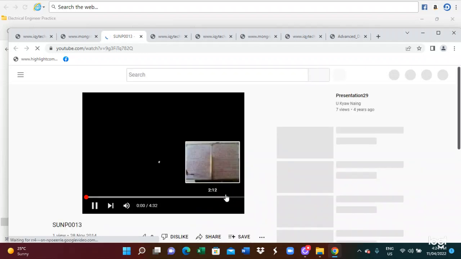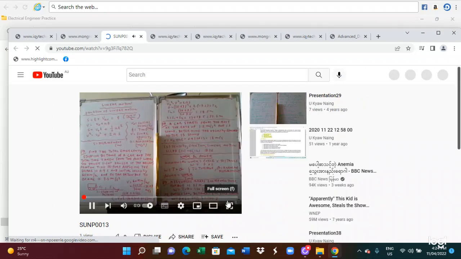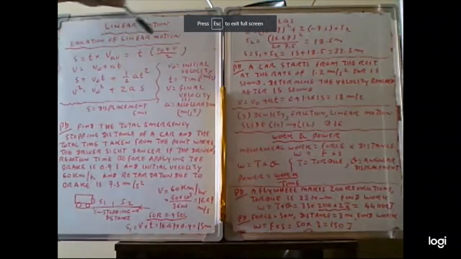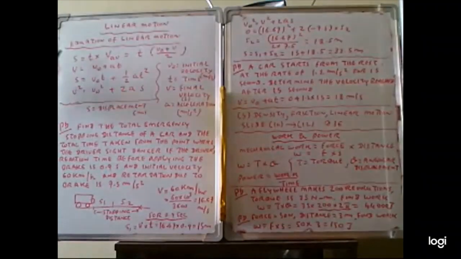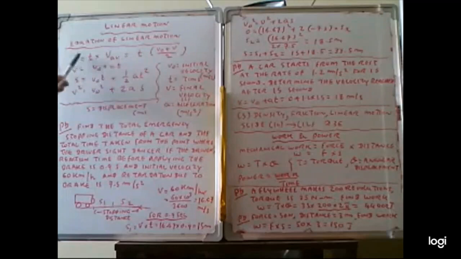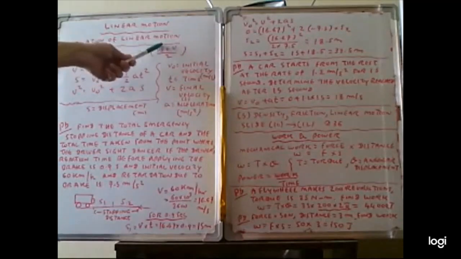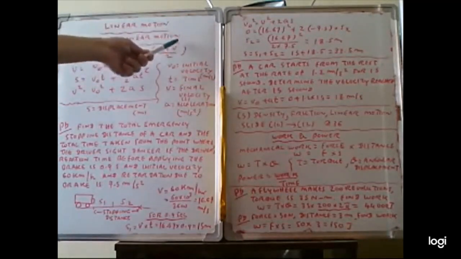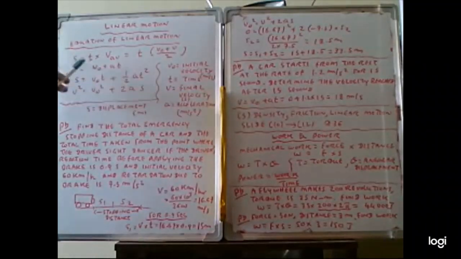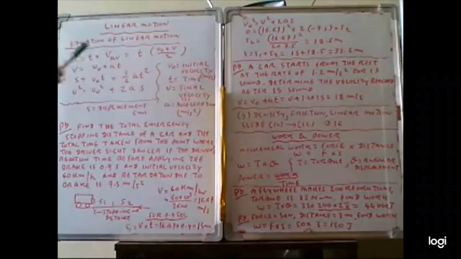So now the topic is linear motion. This is the equation for the linear motion. S is equal to T multiplied by V average. In this case, T is the time, S is the displacement, V average is the average velocity. Average velocity is the initial velocity V0 plus the final velocity V, divided by 2. V is equal to V0 plus AT. So V is the final velocity, V0 is the initial velocity, A is the acceleration, T is the time.